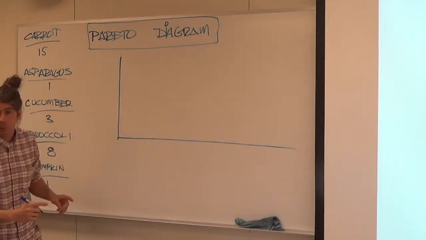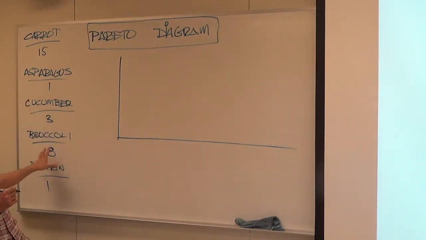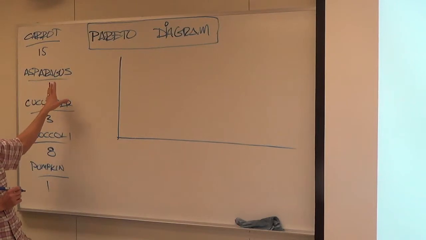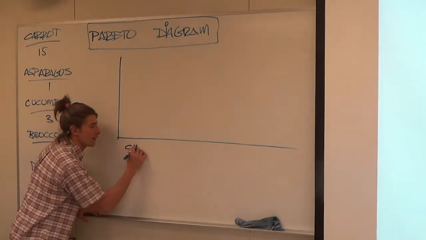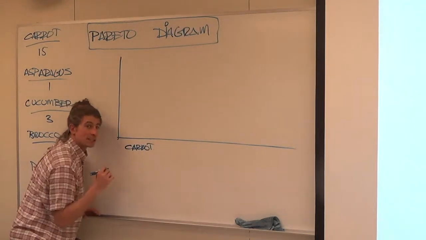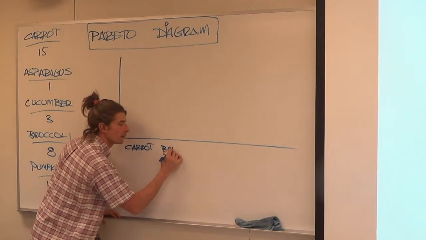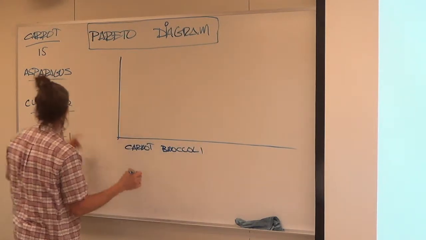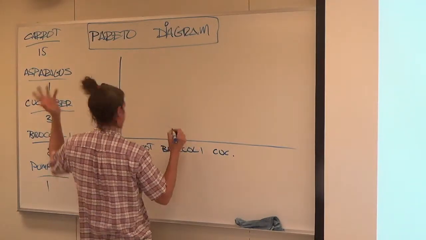The way you set up a Pareto is your design of this graph is to emphasize the extreme. So you put the most extreme data point first, which in this case is carrot, and then you do it in decreasing order left to right. So carrot followed by, in this case, broccoli, followed by cucumber, followed by asparagus or pumpkin.